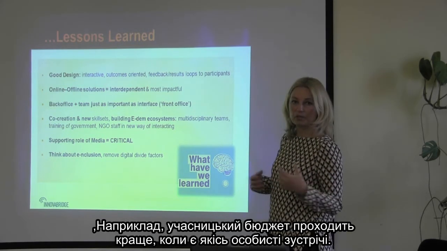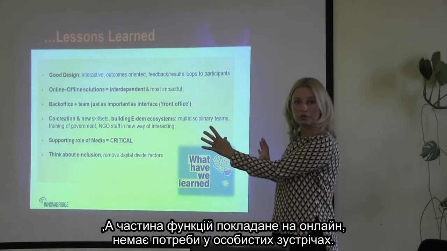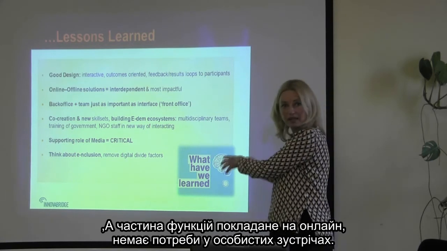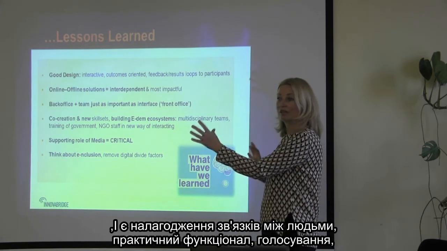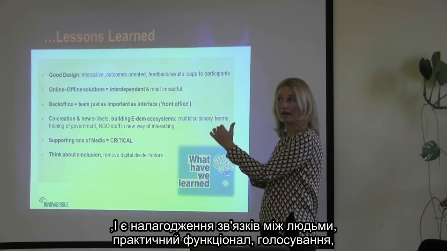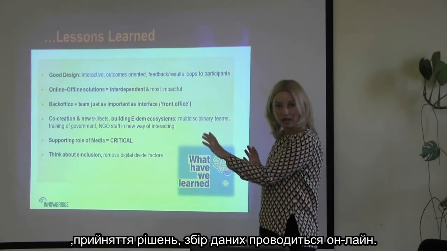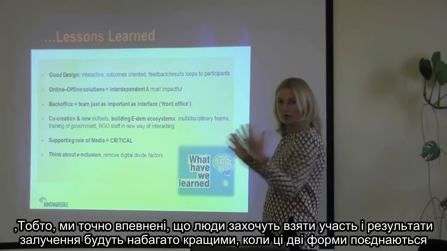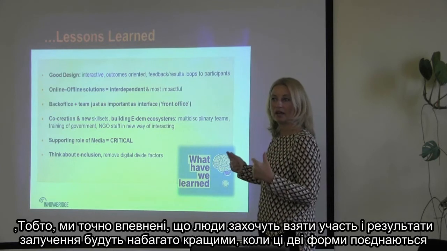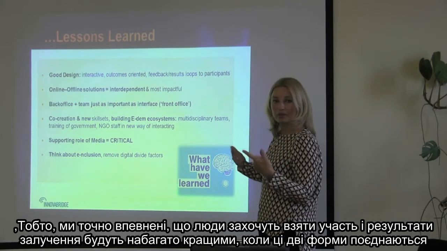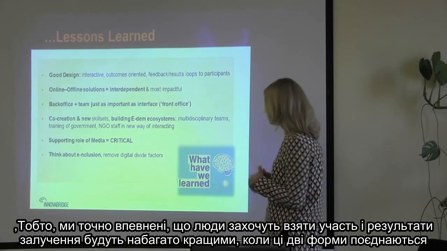So for example, participatory budgeting is an excellent example: having some face-to-face meeting, putting certain functions online, then regrouping again in a face-to-face meeting, to get that human connection, as well as some practical functionalities. Ranking, decision-making, and let's say data aggregation is done online. So think about this, but we see for sure that people are much more likely to engage, and the outcomes and impact is much more powerful when these two aspects are combined.